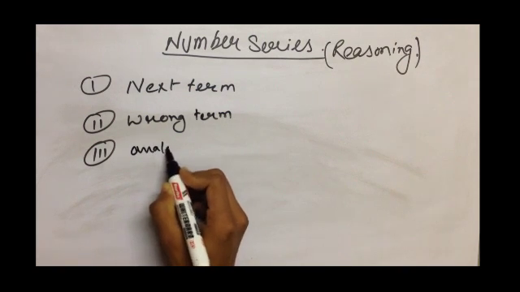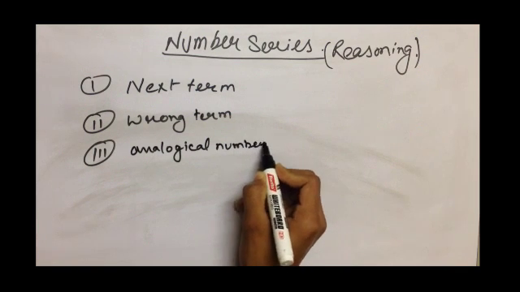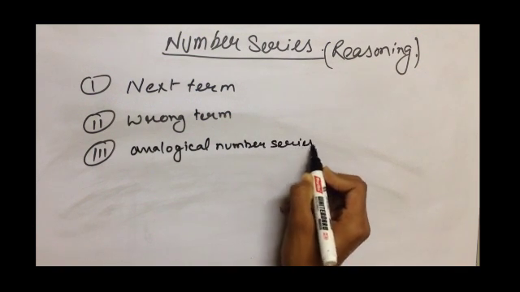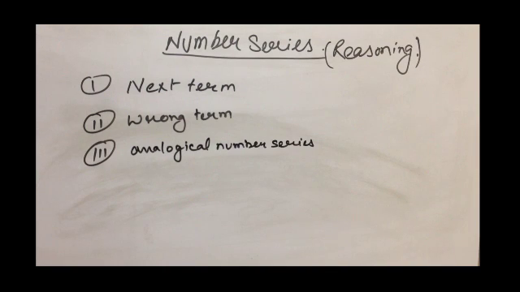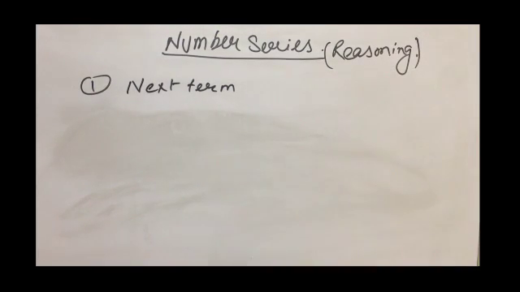And the third type of question is the analogical number series. In this type, one series is given and one more sequence is given with only one term. We have to find the pattern that is applied on the first series, apply the same pattern on the second series, and find the terms of the series, right? So primarily in this chapter we have these three varieties of questions. Let us start to discuss one by one.